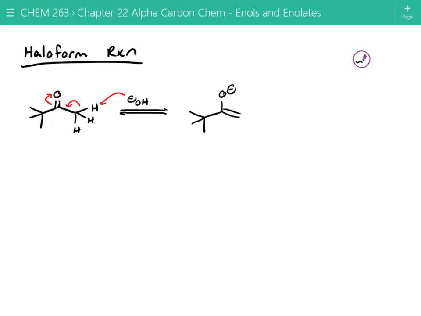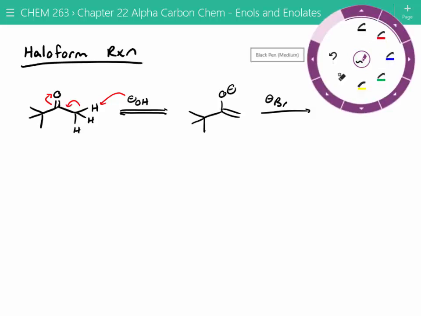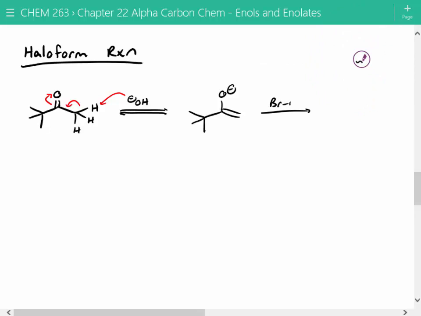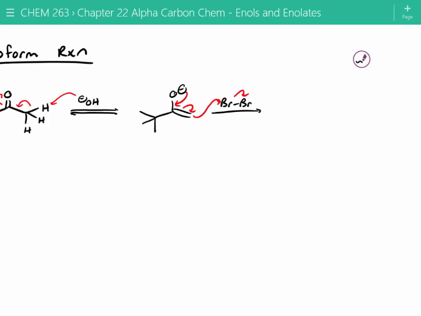And then if you react this with bromine, this should be a one-way arrow, sorry. Oh my goodness. Br minus. Sorry. This should be Br2. I'm getting rattled up here. And then that carbon can attack our bromine, and again we get our alpha halogenation just like we've seen before.